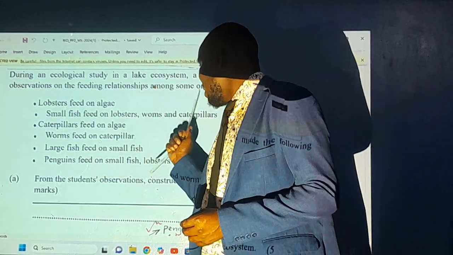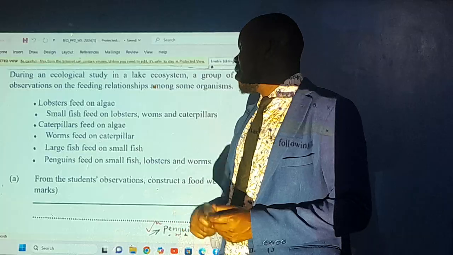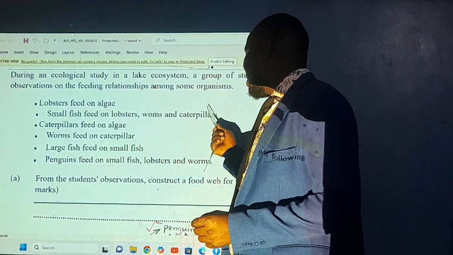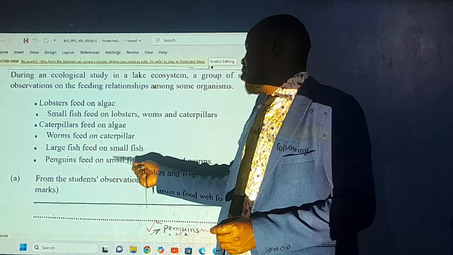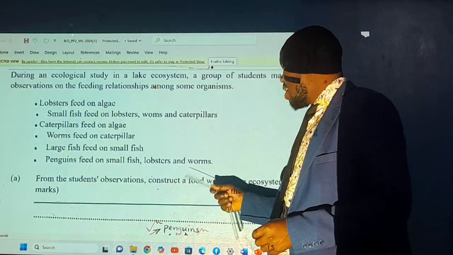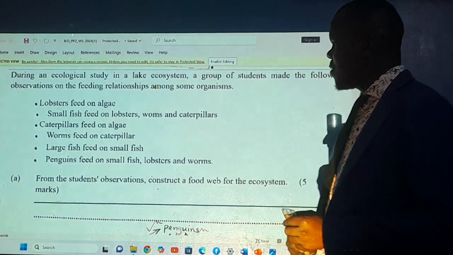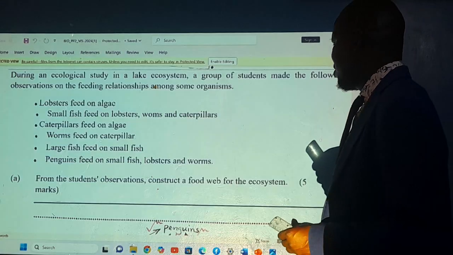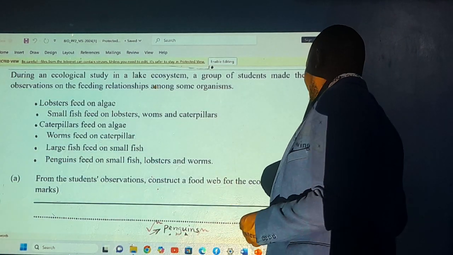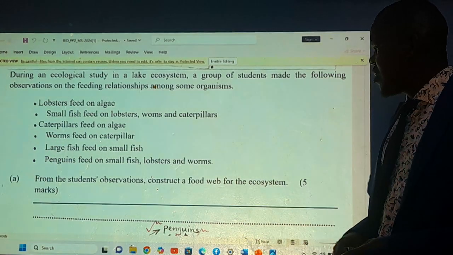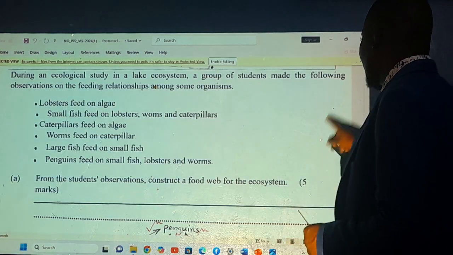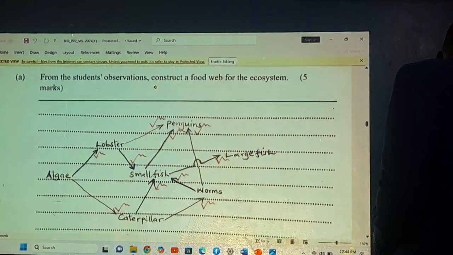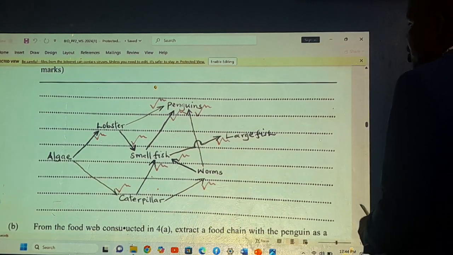The caterpillar will feed on the algae. Worms will feed on the caterpillar. Large fish feed on the small fish. Penguins feed on small fish, lobster, and worms. Then from the students' observation, construct a food web for the ecosystem, for 5 marks. That was something very simple.